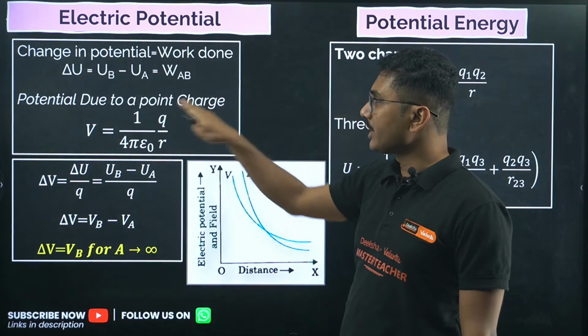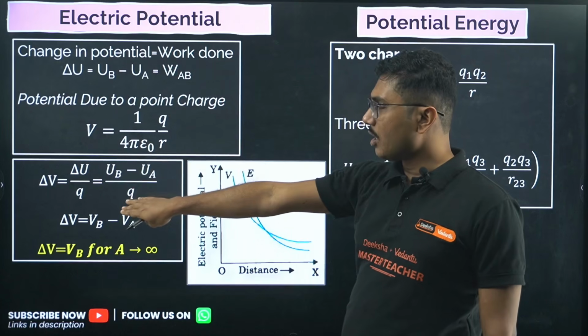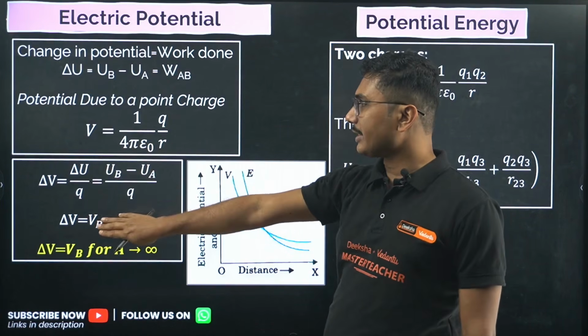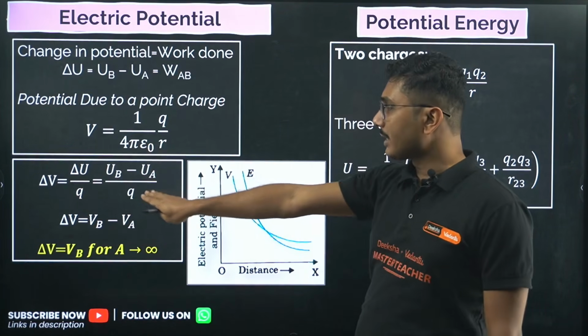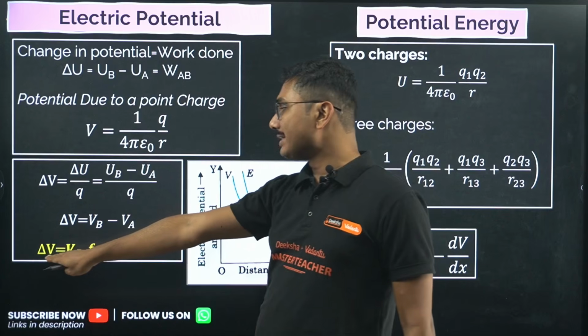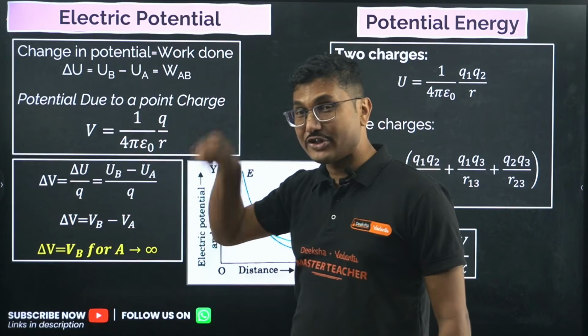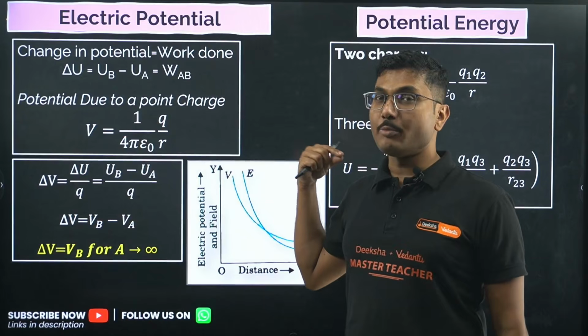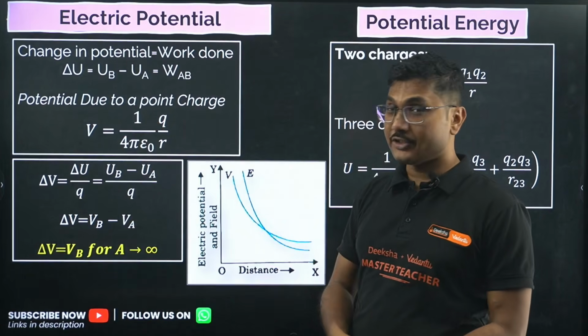Potential due to a point charge is given by this. Now potential and potential energy are related by this formula, and you can calculate it from the potential energy. Potential difference is equal to the potential at that point if you take the starting point to be infinity. So that is the definition of electric potential.